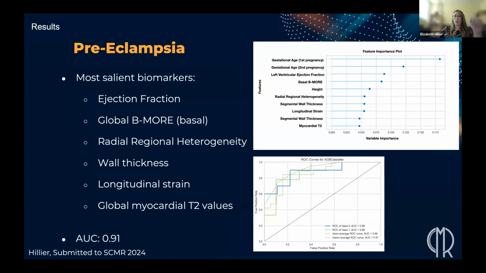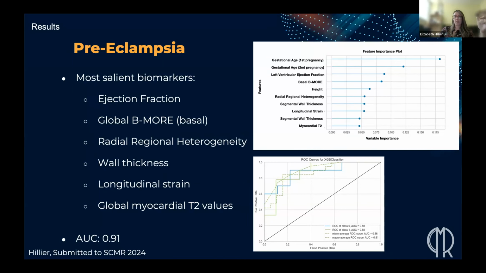The most salient biomarkers that it identified were ejection fraction, global BMOR, radial regional heterogeneity, again, very interesting to me, wall thickness, longitudinal strain, and global myocardial T2 values as the most salient features to differentiate between these two groups. And again, there's no overt clinical evidence. It's not like these people have a reduced ejection fraction.